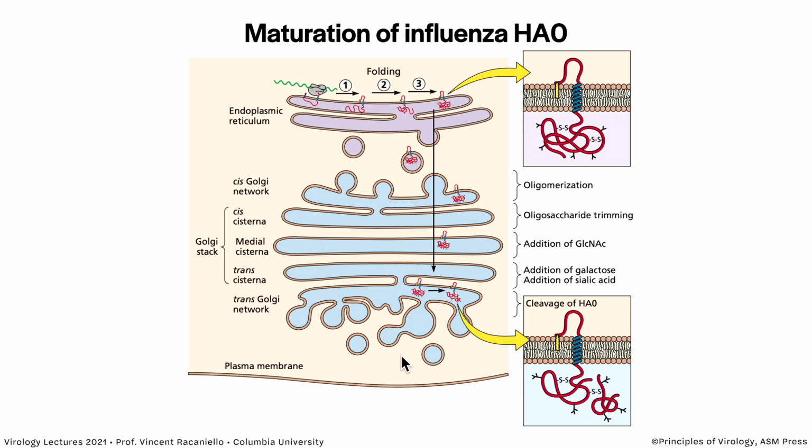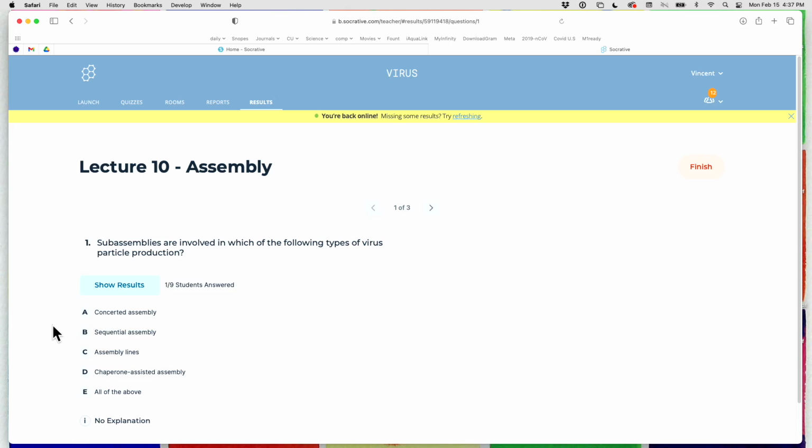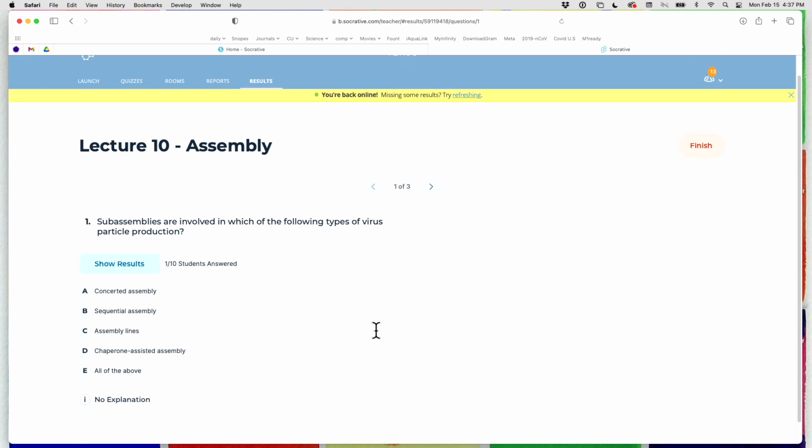And then, of course, this protein would get to the plasma membrane. First question is, sub-assemblies are involved in which of the following types of virus particle production?